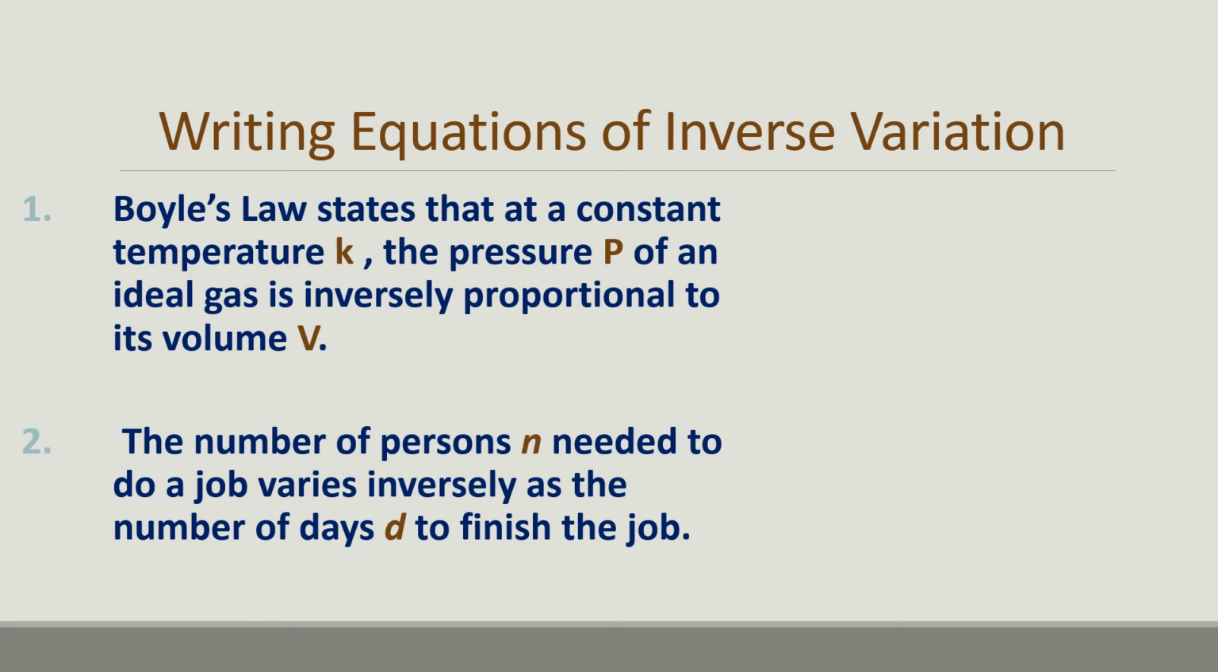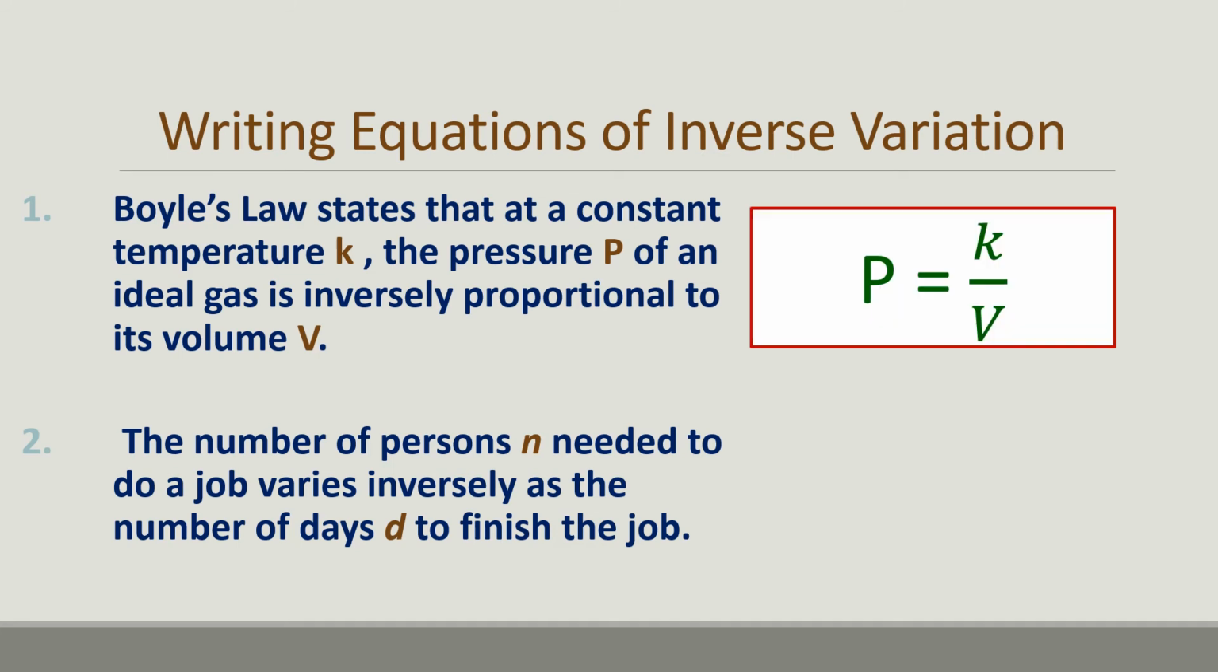Okay, so how do we write the equation? Remember the formula for inverse variation? That's y equals k over x. Now in this case, for number one, we're going to write it as P equals K over V. Do you get it? Okay.